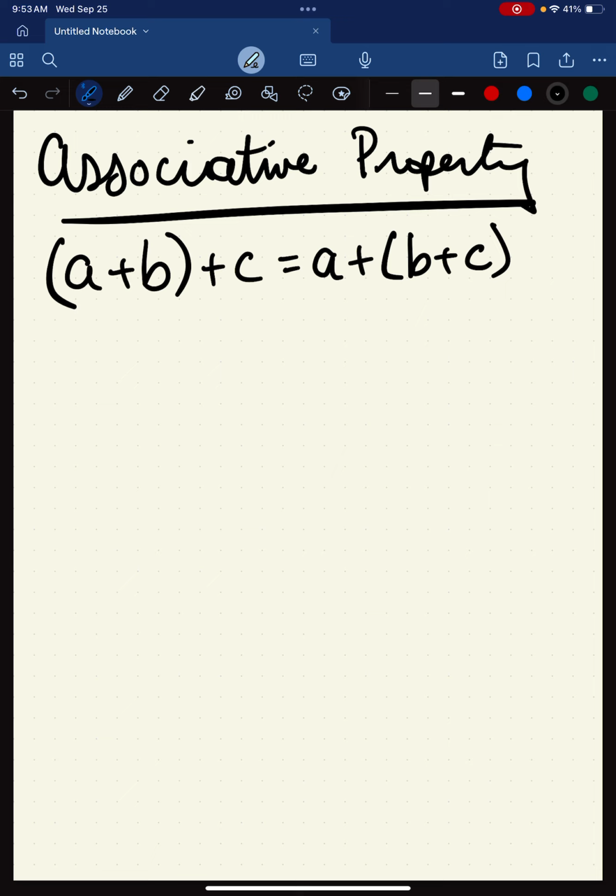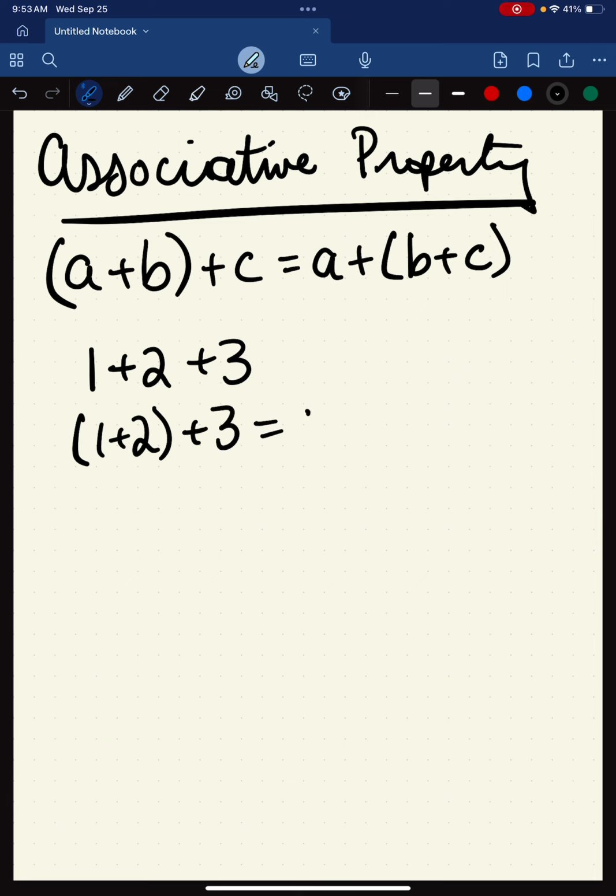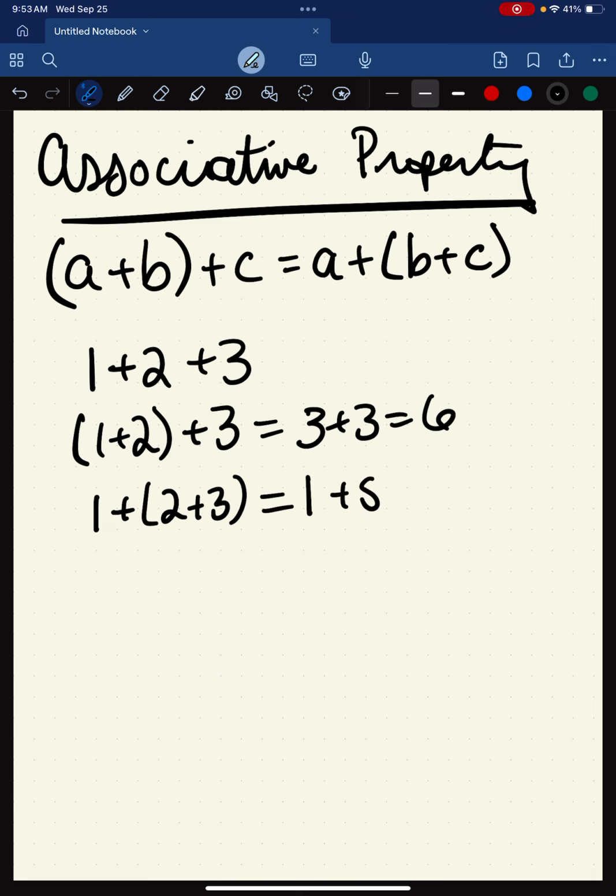So let's look at a few examples. If we did 1 plus 2 plus 3, it doesn't matter if we do (1 plus 2) plus 3, which is going to be 1 plus 2 is 3, plus 3 is 6, or if we do 1 plus (2 plus 3), which is going to be 1 plus 5, which is 6. They're equal.